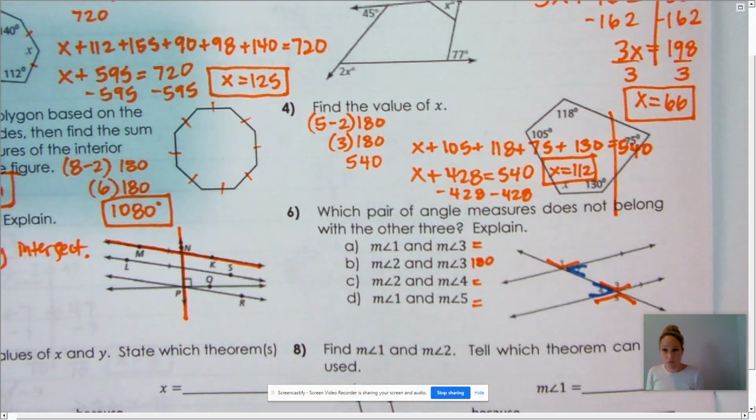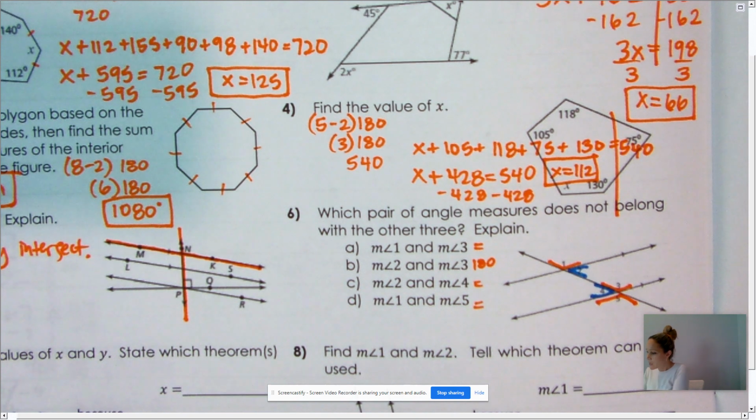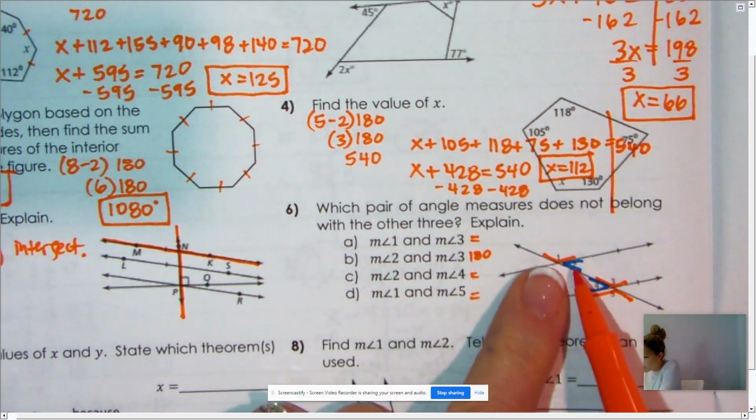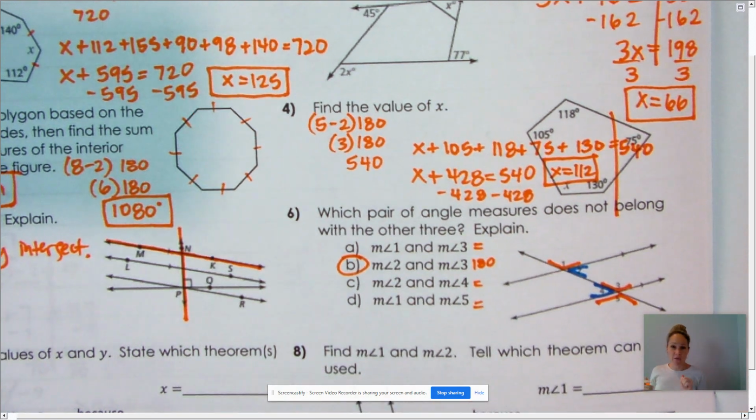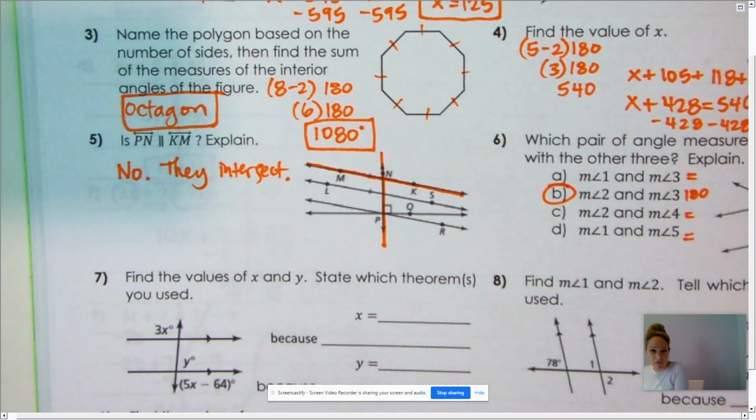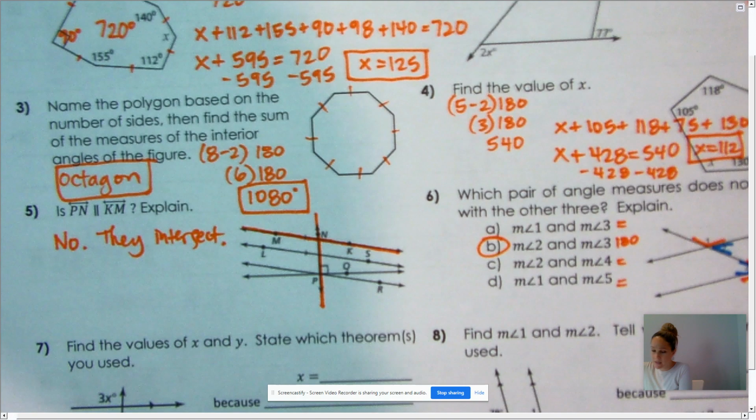Okay, so remember, these ones were equal, these ones were equal, these ones were equal. These ones added up to make 180. So if I'm trying to decide which ones do not belong, it would be this pair where there's a blue angle and an orange angle together. Okay, and so if you have to explain, you would say all the other angle pairs are congruent. That one is supplementary.